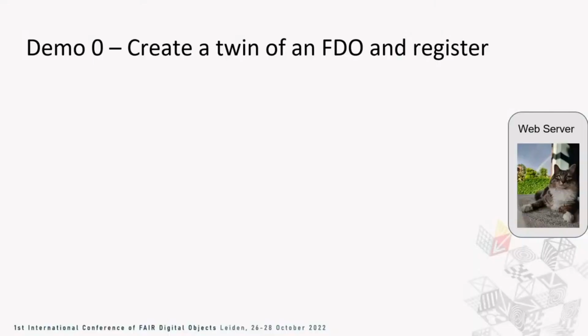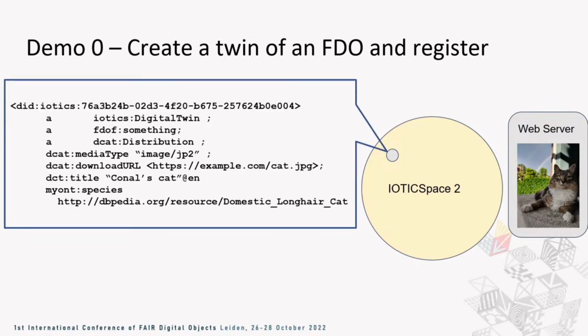Right, can you hear me from the back? Yes, you can. Okay, good. So the first thing here, we've got a picture of a cat, obviously, because it's the internet. It's all about pictures of cats on a web server. So the first thing we do is we get ourselves an IOTICS space or a FAIR data space, and we create a digital twin. The digital twin says, I'm a picture of a cat. It tells you it's an IOTICS digital twin. It says it's a DCAT distribution, and it's an image, and there's the URL of the image, and it's Connell's cat, who's one of our developers. And it even tells you what the species of cat is.